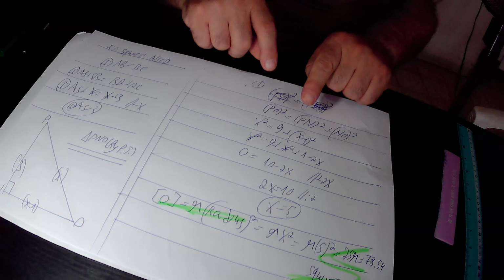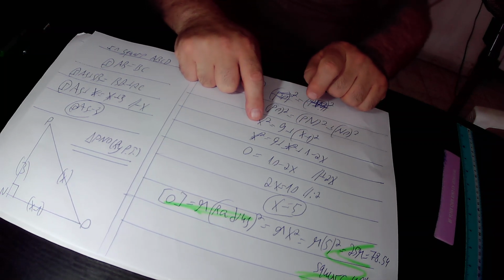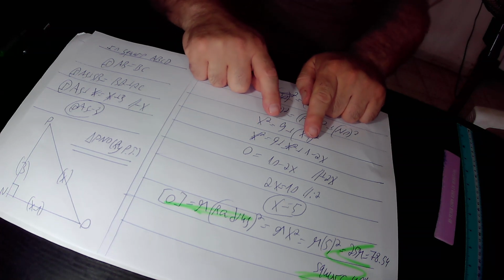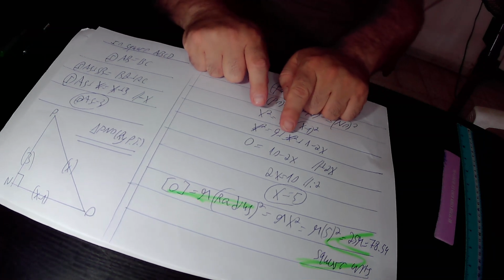We have x squared on both sides of the equation, so x squared gets cancelled. On this side of the equation we are left with nothing, that is to say 0. On the other side we are left with 9 plus 1, that is 10, minus 2x. So in total we found that 0 equals 10 minus 2x.